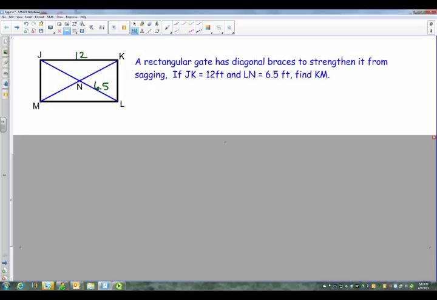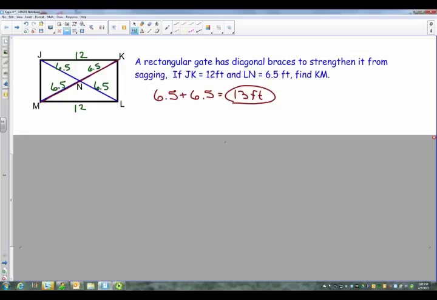Okay, well, JK is 12. What that means is this is also 12. Okay, LN is 6.5. Because this is a rectangle, that means that this is 6.5, but it also means that this is 6.5, and this is 6.5 as well. Now what we want is KM. Well, KM runs the entire length of the diagonal. Well, that gives you 6.5 plus 6.5, or 6.5 times 2, which gives you 13 feet, and there is your answer. Alright, so that's how that would work.